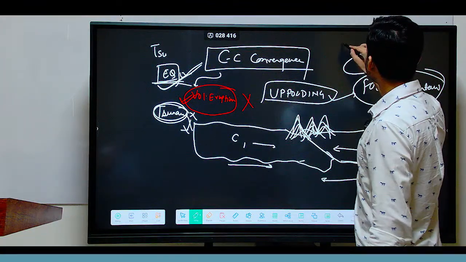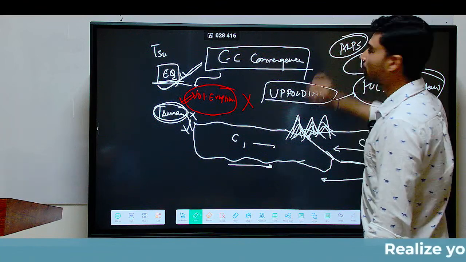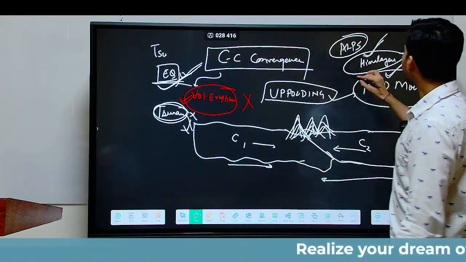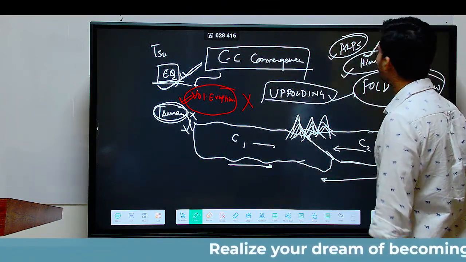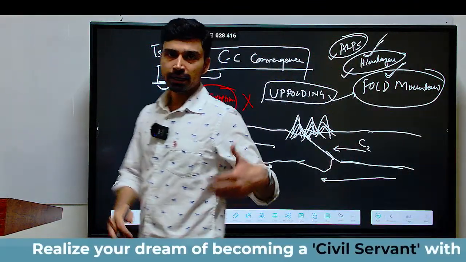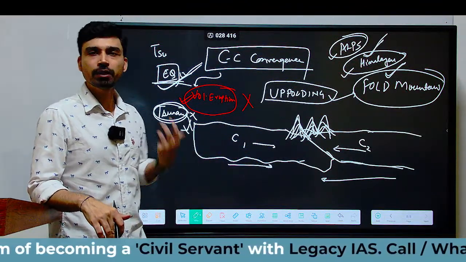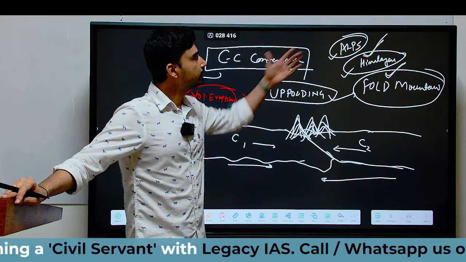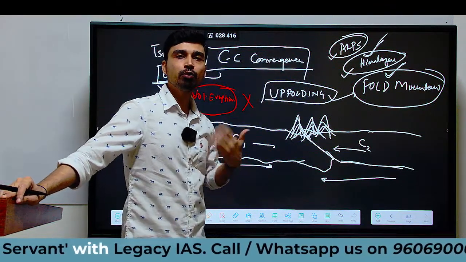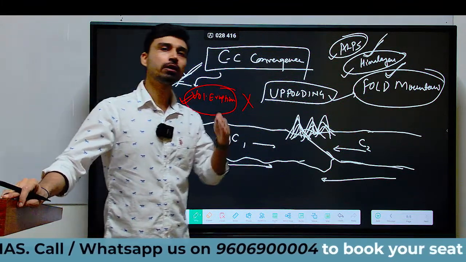Apart from Himalayas, what are the other examples? Obviously we have the Alps mountain, another example of fold mountain. Himalayas are an example of fold mountain. So why are Himalayas forming? Because we are having CC convergence between the Indian plate, which is still moving at the rate of 4.5 centimeter per year toward the Eurasian plate. And the Alps in Europe have formed due to the CC convergence between the African plate, which is continuously moving toward the Eurasian plate.